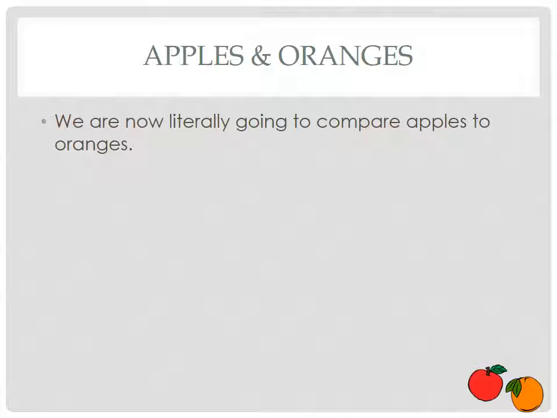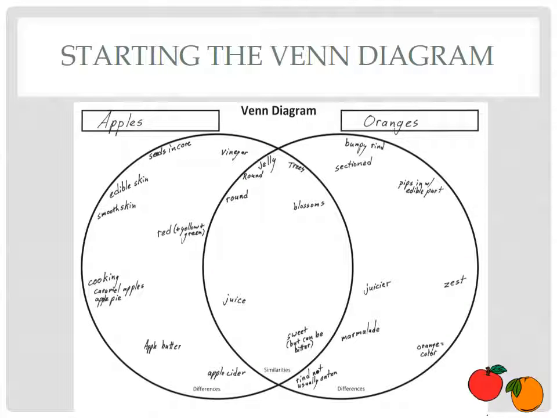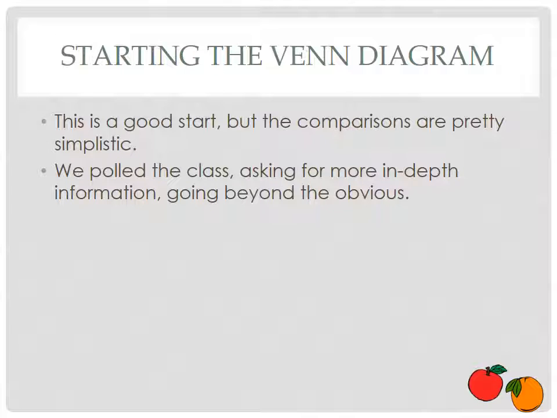So we are literally going to compare apples to oranges. We did this in a previous class, where I got this from. We started with the very basic: they're both fruit, they grow on trees, apples are red, sometimes yellow or green, oranges are always orange, even blood oranges are really just a dark orange. The basic stuff you've probably known since you were a little kid.